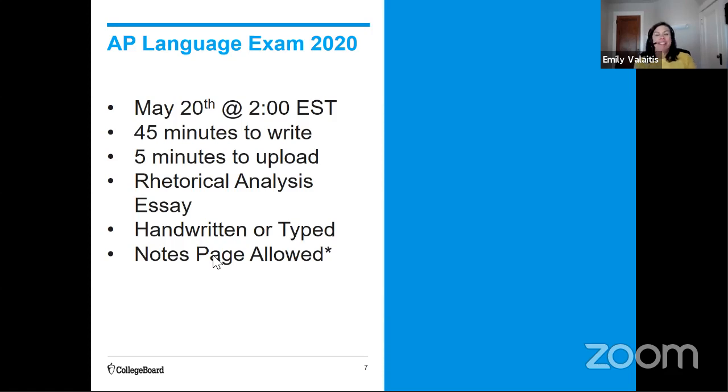I have a little asterisk next to that. So I've given you in the resources for today a sample notes page that you might print out or make a copy of and take notes directly on. This, though, I would really encourage you to use more to review prior to the exam.